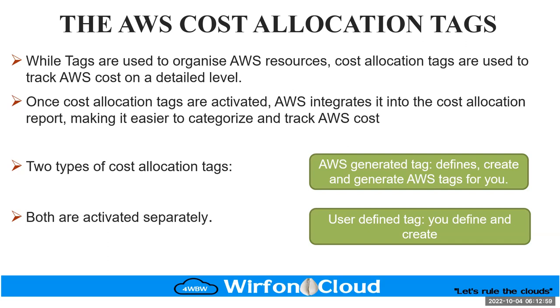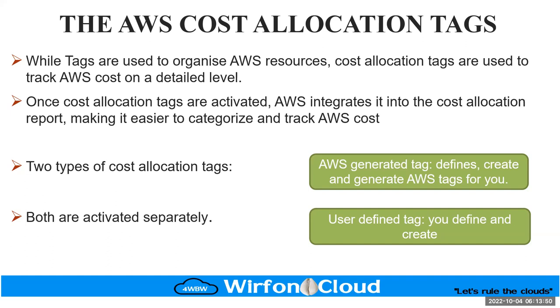While tags are used to organize AWS resources, cost allocation tags are used to track AWS cost at a detailed level. So if you tag or label something, whenever it is reported in the cost and usage report, you can identify what that thing is. Once the cost allocation tags are activated, AWS integrates them into the cost and usage report, and it makes it easier for customers to categorize and track their costs.